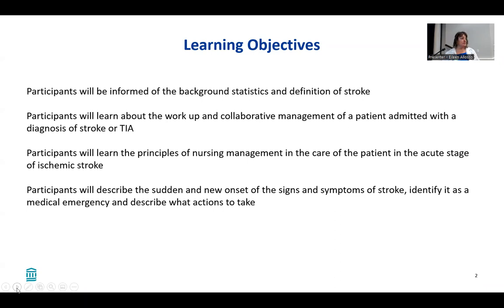Right, so this is a CEU program, so we have some learning objectives. I'm going to tell you a little bit about the stroke statistics and the definition of stroke and the different kinds. I'm going to learn about the diagnosis and the workup of stroke and TIA patients, principles of nursing management and why it's so important, and then describe sudden onset of new symptoms and what to do in those scenarios.